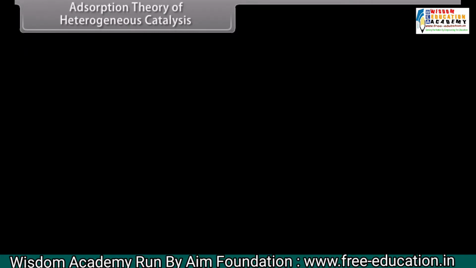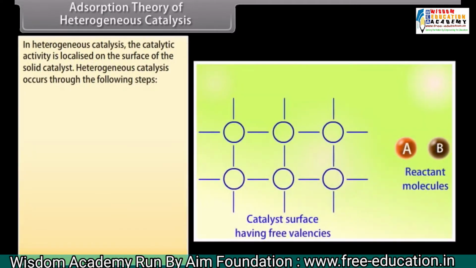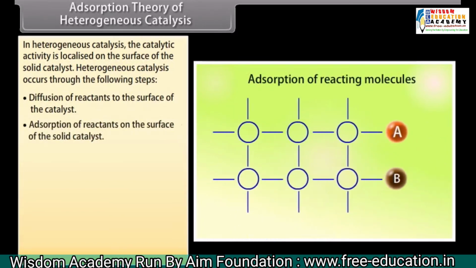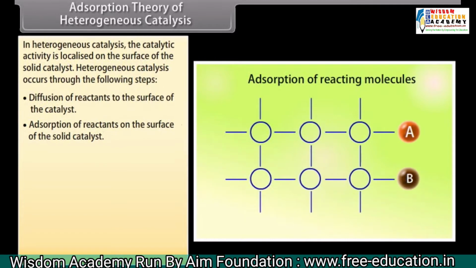Adsorption theory of heterogeneous catalysis. In heterogeneous catalysis, the catalytic activity is localized on the surface of the solid catalyst. Heterogeneous catalysis occurs through the following steps: diffusion of reactants to the surface of the catalyst, adsorption of reactants on the surface of the solid catalyst.